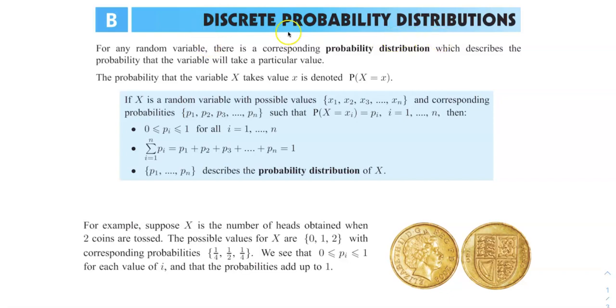Discrete probability distributions. For any random variable, there is a corresponding probability distribution which describes the probability that the variable will take a particular value. So all that means is, for everything you're looking for, there's a probability distribution that lets you know the odds of getting every single thing.